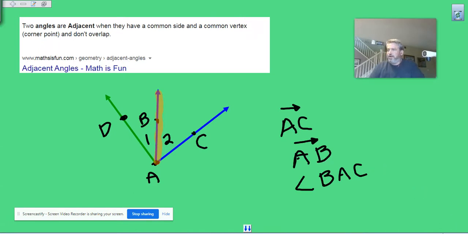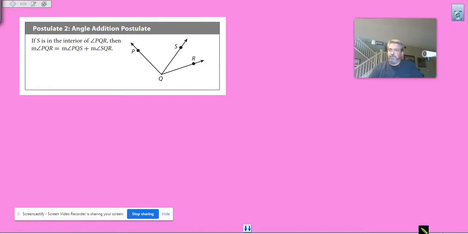All right. Very good. Now let's talk about angle addition. That's going to be a little bit more tricky. This is from our textbook, and it's not a very good definition because it just uses an example. S is in the interior of angle PQR. Then the measure of angle PQR equals the measure of PQS plus the measure of SQR.